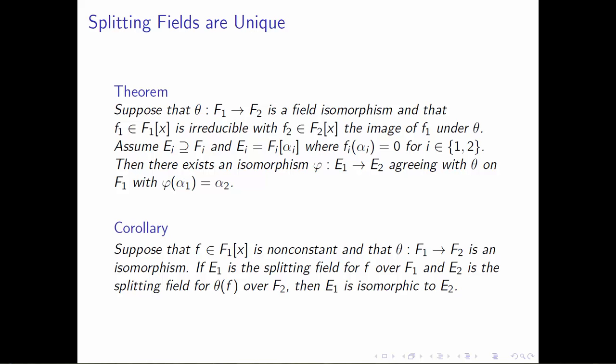So if I start with one field and one polynomial, and I have an isomorphism of fields taking f to theta of f, then the splitting field for f is isomorphic as a field to the splitting field for theta of f. And if you apply this corollary in the case that F1 and F2 are the same field and theta is the identity map, then you get that splitting fields are unique up to isomorphism.